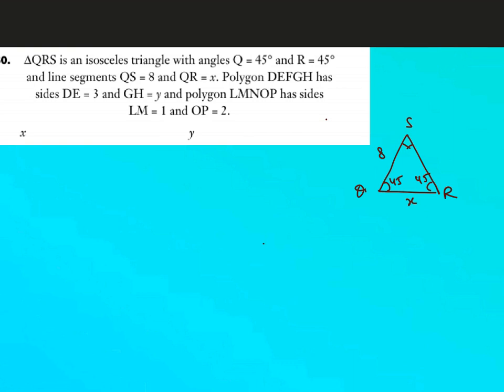Okay. With this, we also know there's a polygon DEFGH. It's a five-sided figure. Just let's say this DEFGH. DE is 3, GH is Y. There's the polygon LMNOP, again five-sided, where LM is 1, OP is 2. Now this is the information in the question.